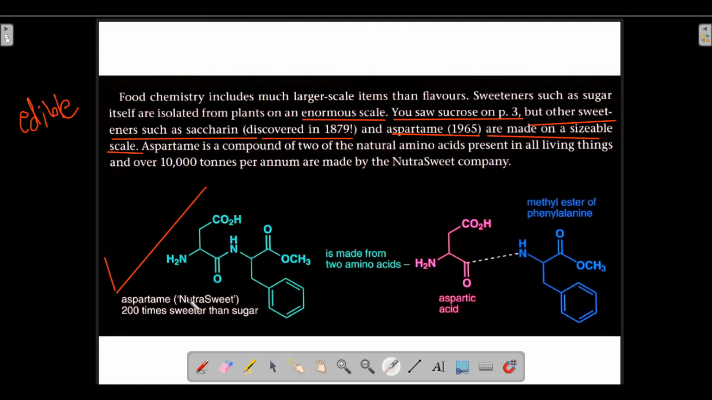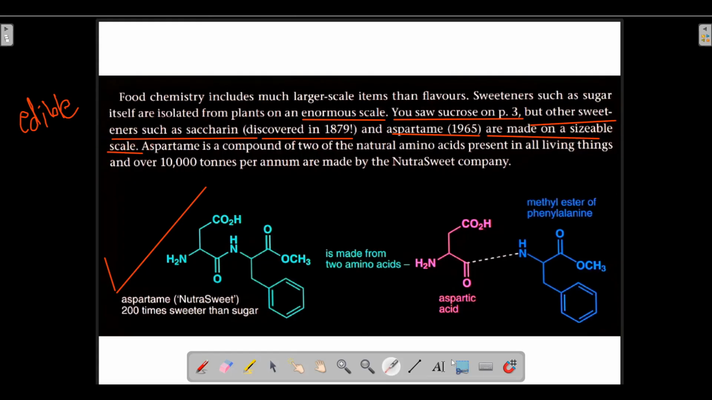The major company which produces aspartame is NutraSweet. Remember the name, NutraSweet. Although saccharin and aspartame are not produced on such a large scale as sugar or sucrose, they are also produced on a sizable scale.